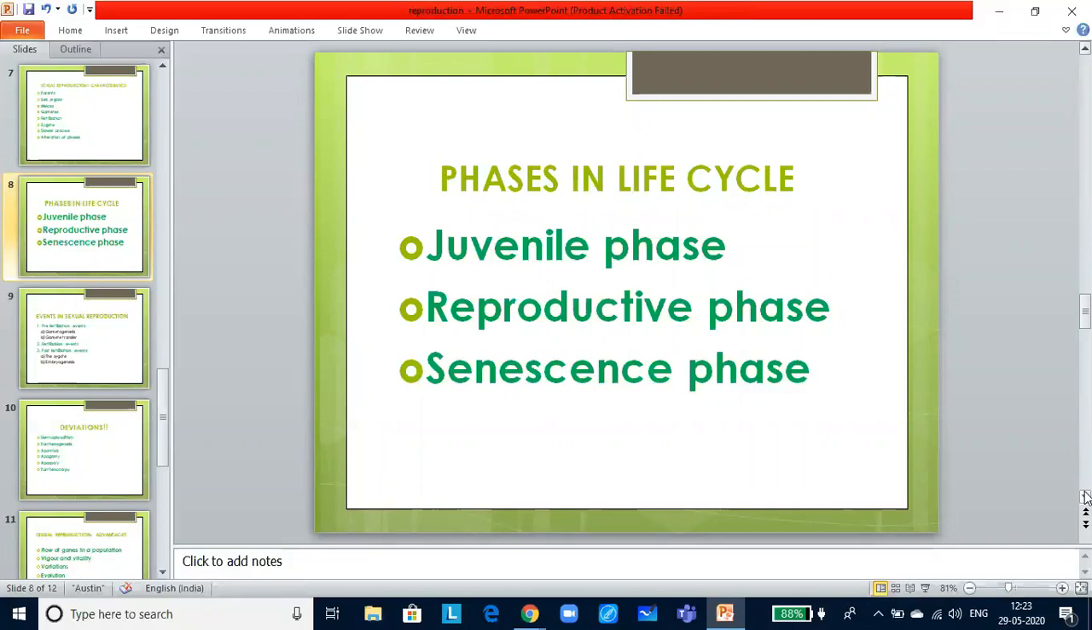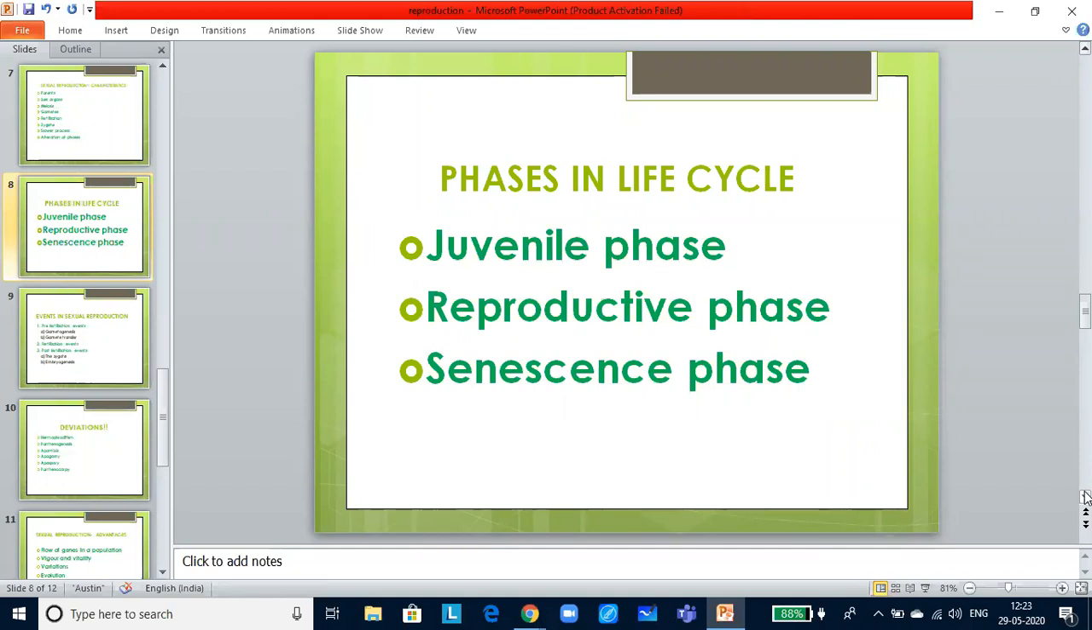But all these three phases hold good both for animals and for plants. In the juvenile phase, you will see an organism getting ready for the next phase, that is the reproductive phase. In the reproductive phase, the actual reproduction takes place, gametes will be produced, and the organisms will be ready for undergoing reproduction. In plants, reproduction occurs by way of flowers, which are the reproductive structures. In animals, it is due to copulation through which reproduction occurs.